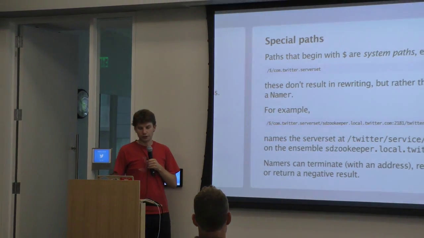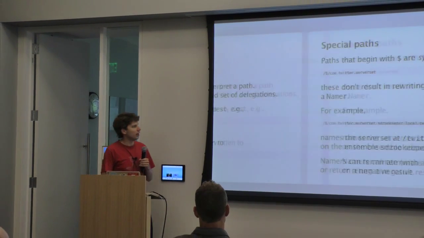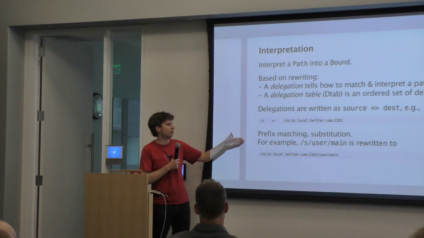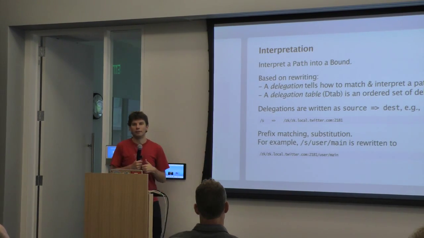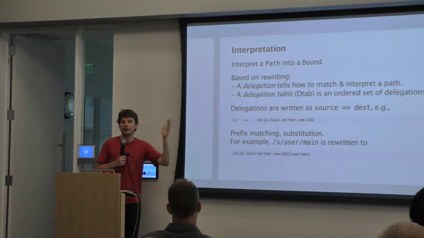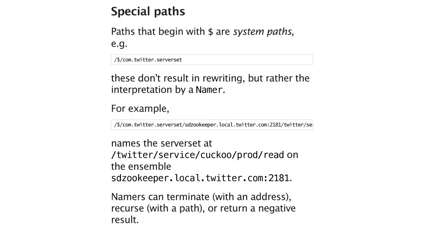Now, that's not super interesting by itself, because if all I had was a way of specifying how to rewrite a path into another path, that's still just rewriting in the void. It doesn't give me anything. And so there are special kinds of paths that give rise to special kinds of interpretation.